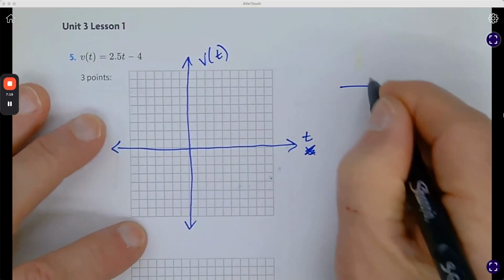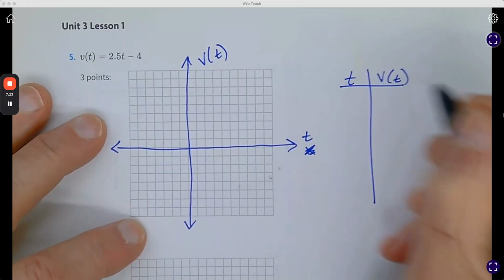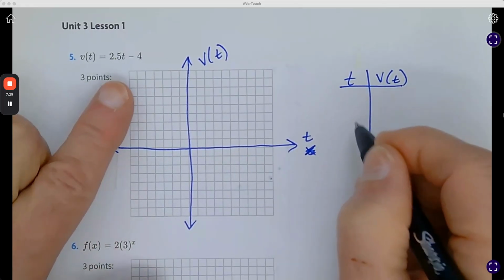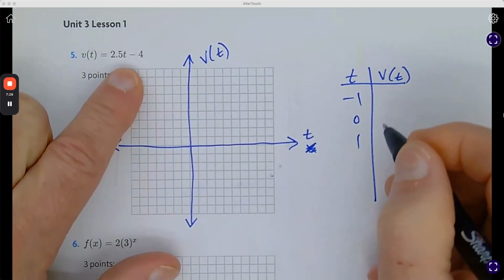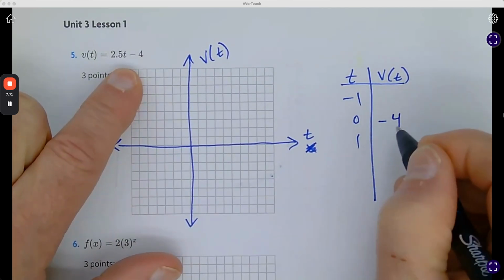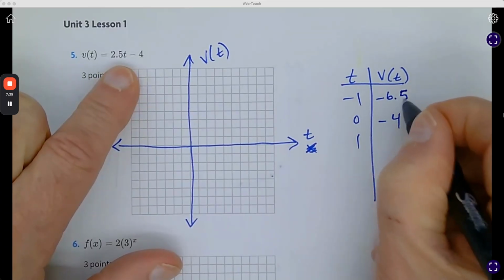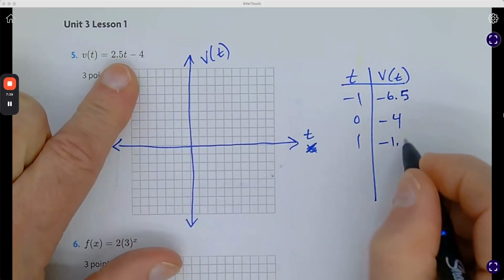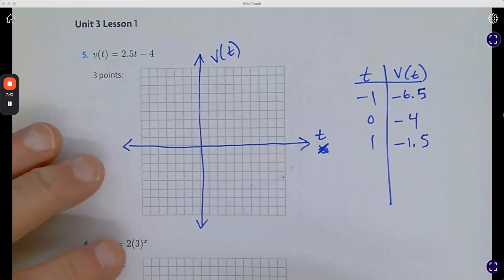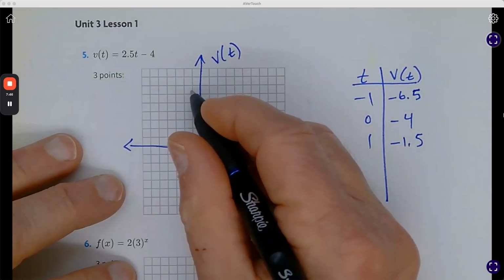Let's make a table of values. T and v of t. I'm going to put in negative 1, 0, 1 because it's linear. 0 is easy because that's my initial amount. Negative 1 is going to give me negative 6.5 when I substitute negative 1 in for t. 1 is going to give me negative 1.5.